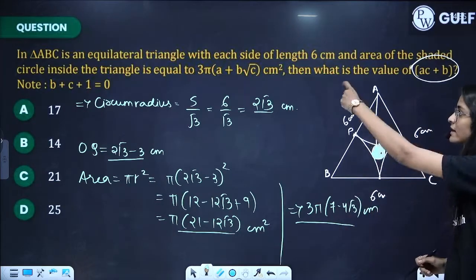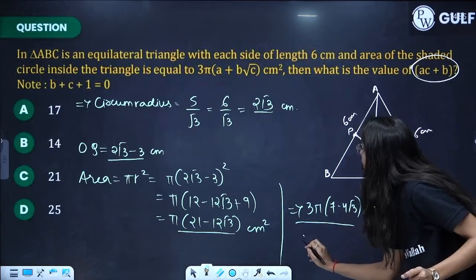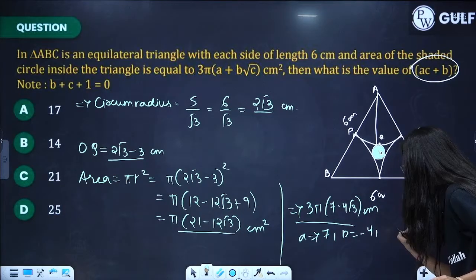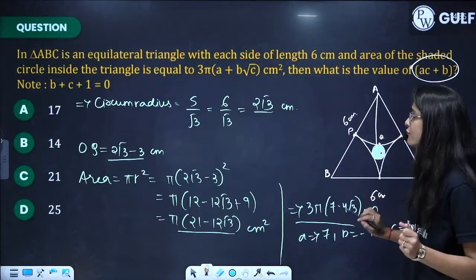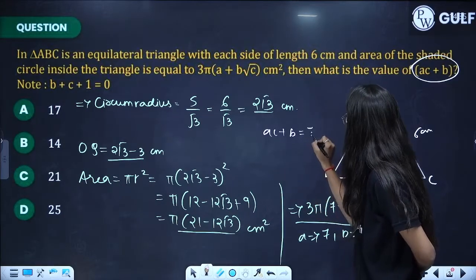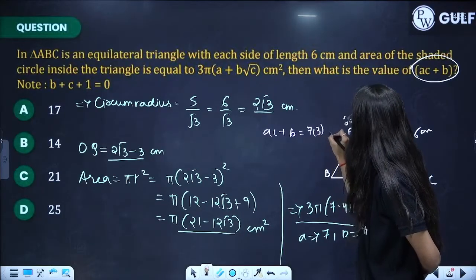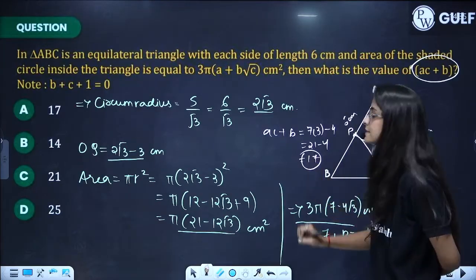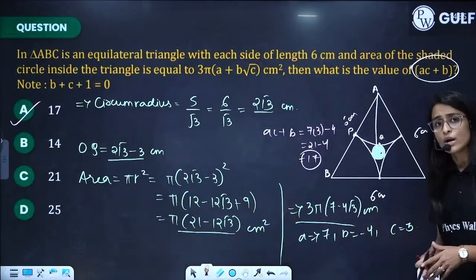So we can compare and obtain the values of a, b and c. A equals 7, B equals negative 4 and C equals 3. Therefore, ac plus b gives you 7 multiplied by 3 minus 4, which is 21 minus 4, your desired answer 17, which is option A. I hope you all understood this very well. Moving on to the next question.